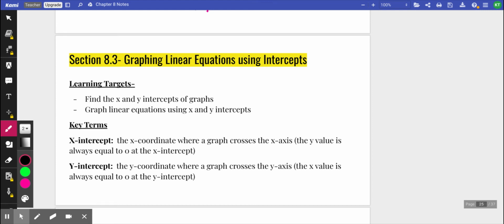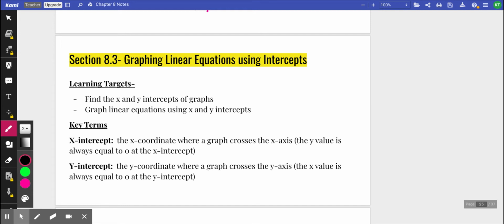All right, section 8.3. We're going to look at graphing in another way. In 8.2, we looked at plugging in different values for x or y and finding the ordered pairs and then plotting them to graph, right? Remember, we only need 2 points in order to graph a line.